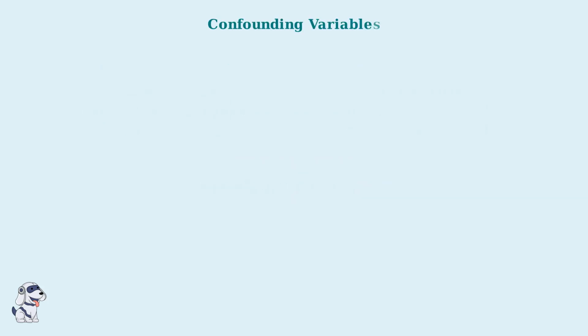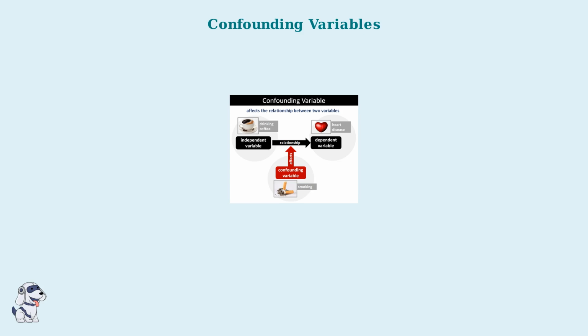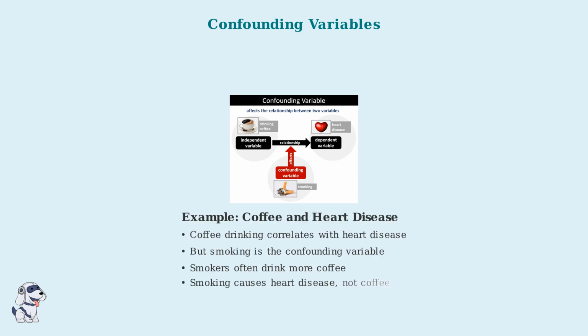A major reason correlation doesn't imply causation is the presence of confounding variables. These are hidden factors that influence both variables we're studying. In this example, coffee drinking appears correlated with heart disease. However, smoking is a confounding variable. Smokers tend to drink more coffee, and smoking actually causes heart disease, not the coffee itself.